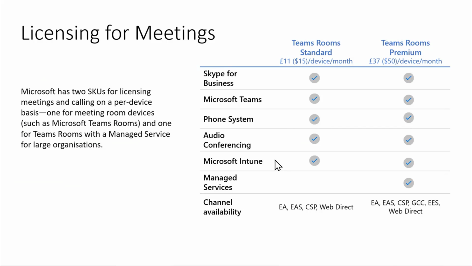You'll have Intune to help manage the devices, and those licenses are available direct from Microsoft or through a Microsoft partner. Now, there is the other option, which is Teams Rooms Premium, £37 per month per device, or $50 per device per month. And in here, you'll see you get all the same stuff, but you do get extra for the hefty price on there. It's a managed service from Microsoft.